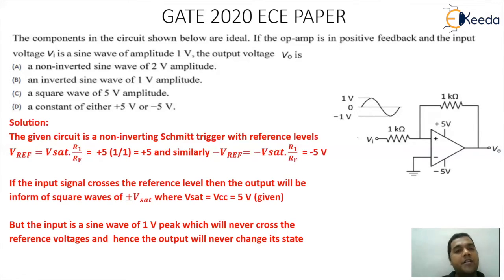If the output cannot change its state, the output will be either plus Vsat or minus Vsat. That's the reason the correct answer for this question is option D. The output has to be either plus 5 or minus 5.